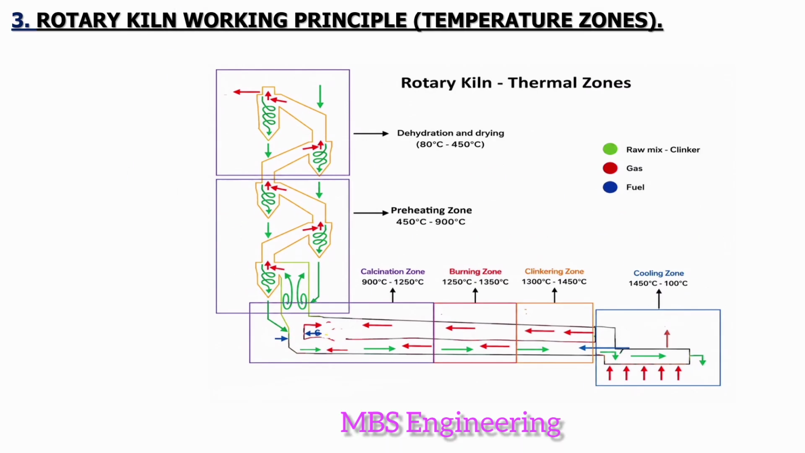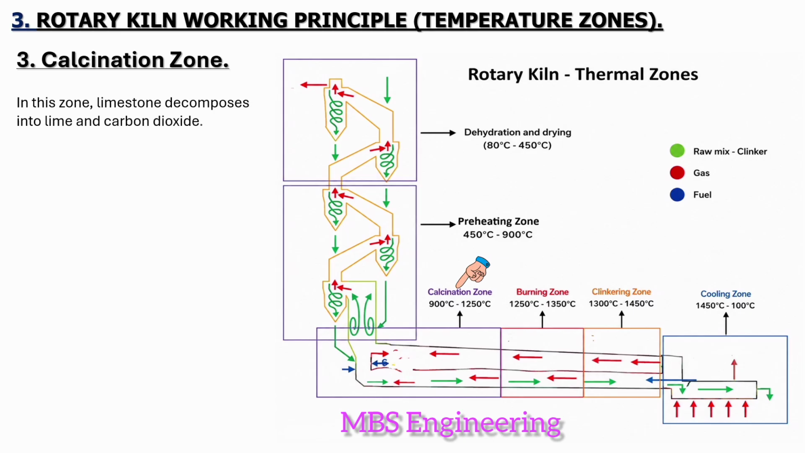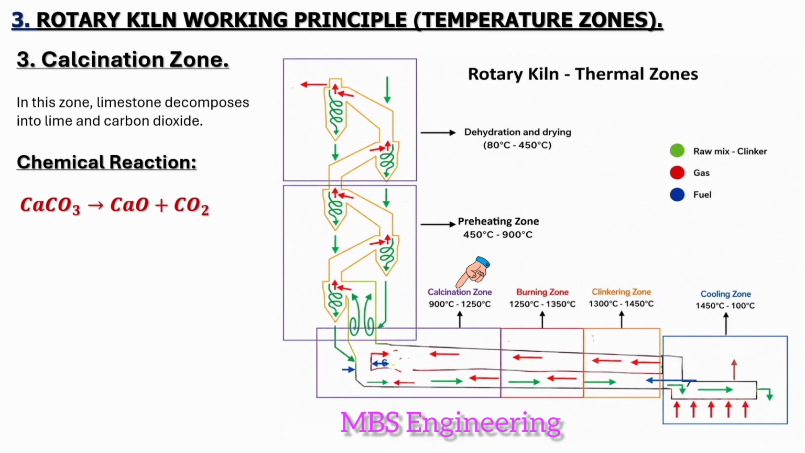Next, we will learn and understand the third temperature zone as calcination zone. In this zone, limestone decomposes into lime and carbon dioxide. Next, chemical reaction is as follows: limestone decomposes into lime and CO2. When limestone is heated strongly, carbon dioxide gas is released, leaving behind lime.